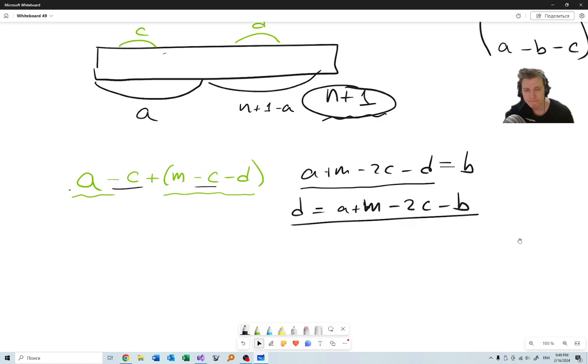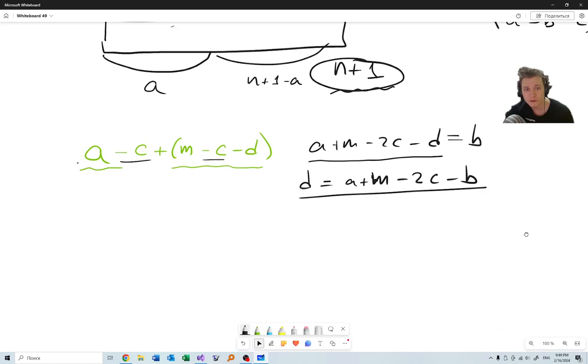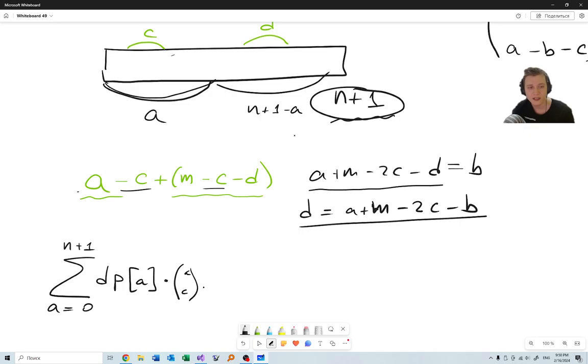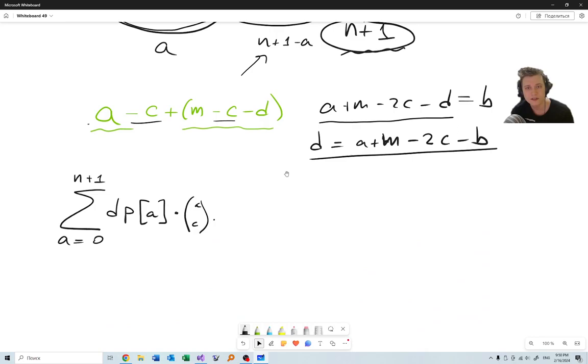Okay, so how many ways? I need to sum from A equals 0 to n plus 1. So I choose how many bad places there were before. Then among these A bad places, I need to choose C. So it's A choose C. Then among the good places, I need to choose D. So it is N plus 1 minus A choose A plus M minus 2C minus B.